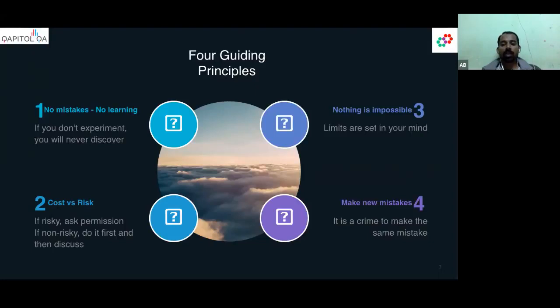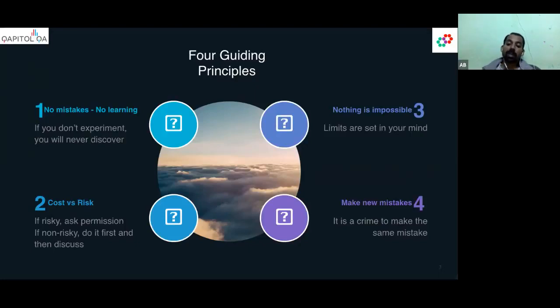Then the next one is, nothing is impossible. I strongly believe that. I felt that I should give a keynote speech. Yeah, I did that. Sometimes it felt that it's just impossible that I would give a keynote talk before 20 years of my experience. It felt impossible. But most of the limits are set in our own mind. So it is up to us to break those and work on our skills and then achieve the goals, right? So nothing is impossible. Most of the limits are set in our mind.